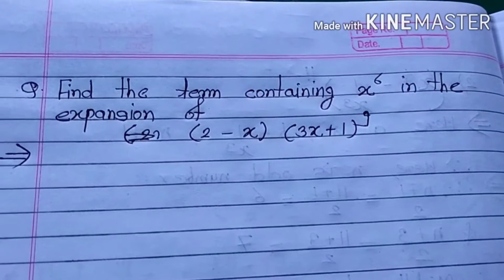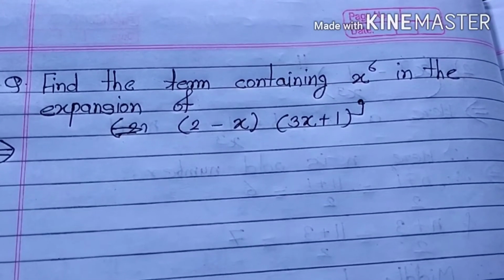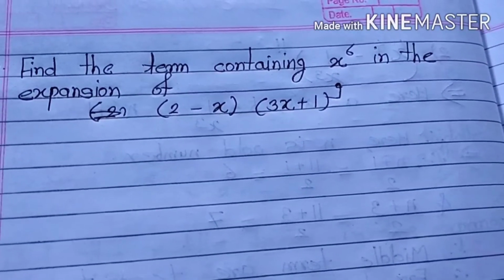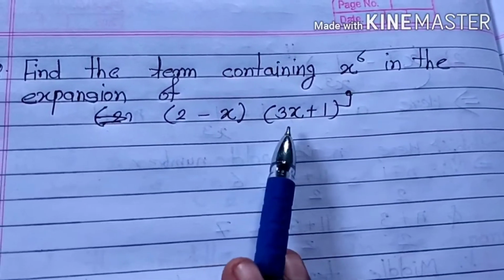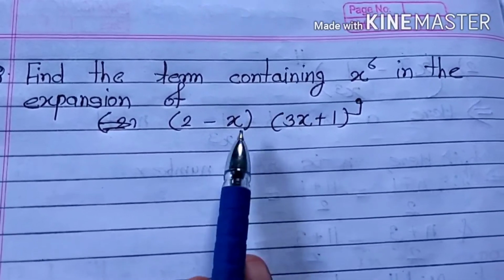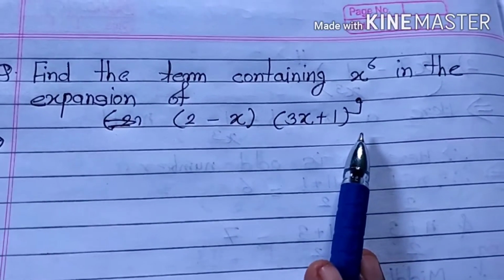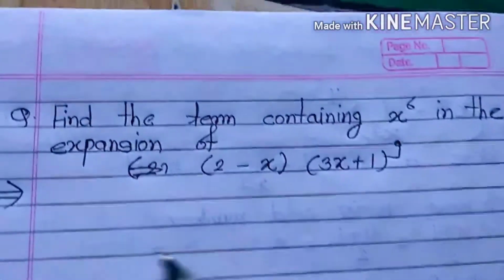Now next example, find the term containing x raised to 6 in the expansion of this. So in the previous example we found the term containing some power, but there was only one term. Now you can observe that here is multiplication of two terms. So in these two terms we have to find the term containing x raised to 6. So let us start to solve it.